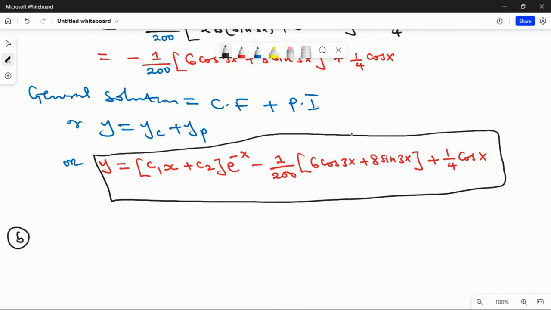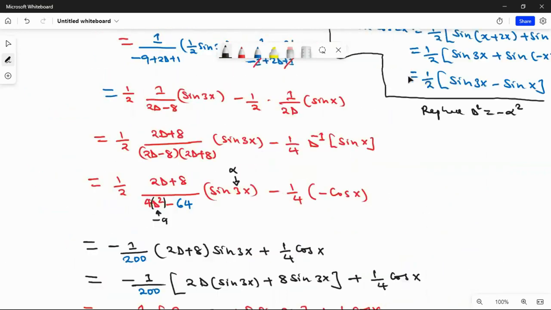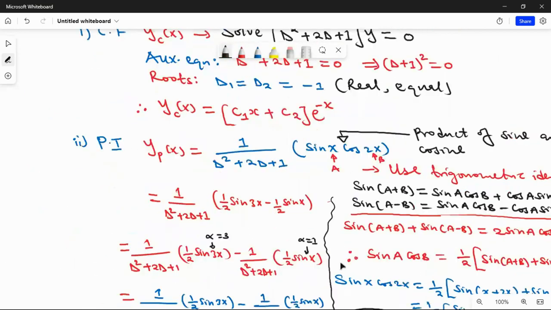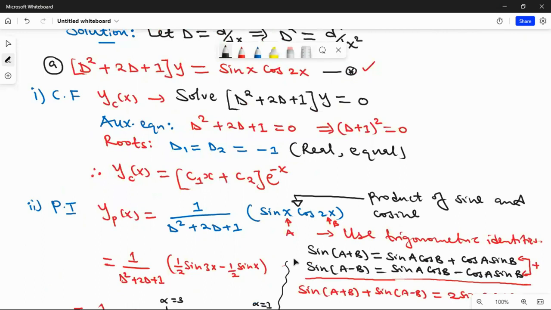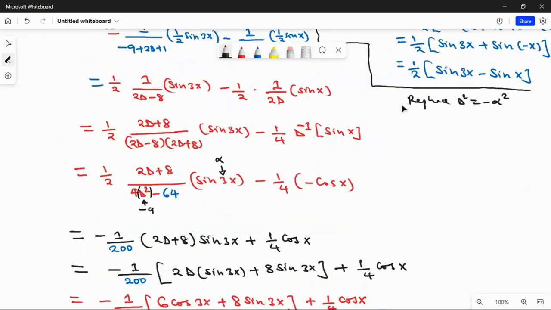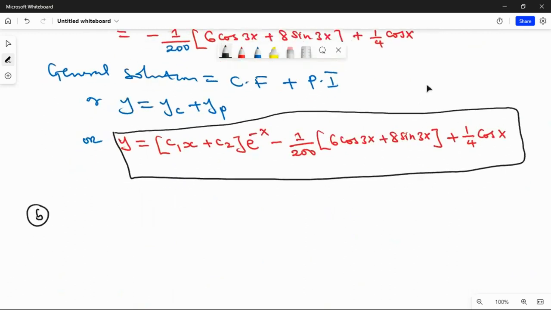Let's solve part B. Again, write the ODE in terms of the D operator. So let me check it. That equation, in terms of the D operator, is this one: D squared minus 2D plus 4, everything operating on y to give us cosine squared of x over 2. So we write it down here: D squared minus 2D plus 4 operating on y to give us cosine squared of x over 2.